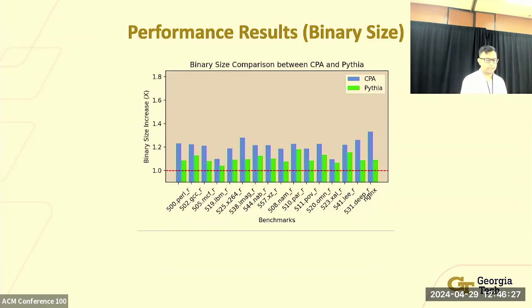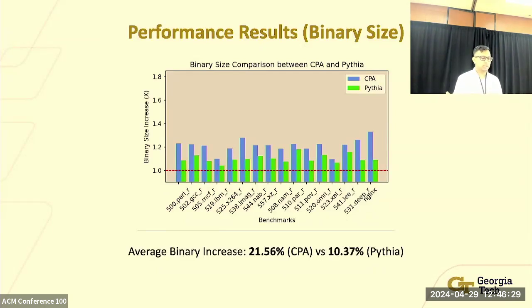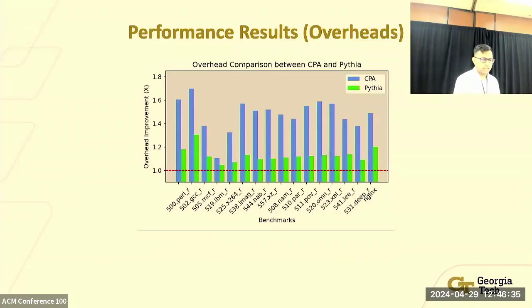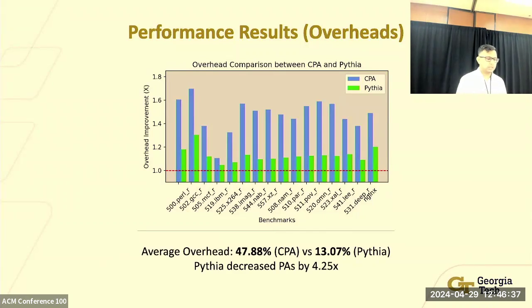In terms of binary size, if you do all pointer authentication, it's like 21%. If you do PyTia's scheme, it's 10%. And for overhead, complete pointer authentication is 47% compared to 13%, which actually decreases the number of pointer authentications by 4.25x.